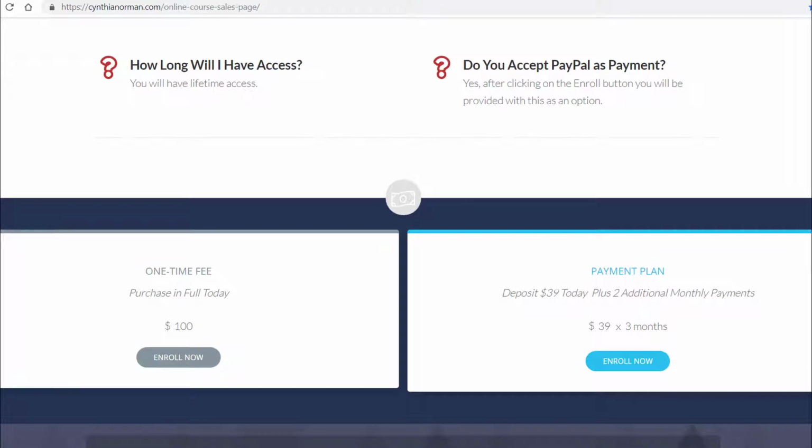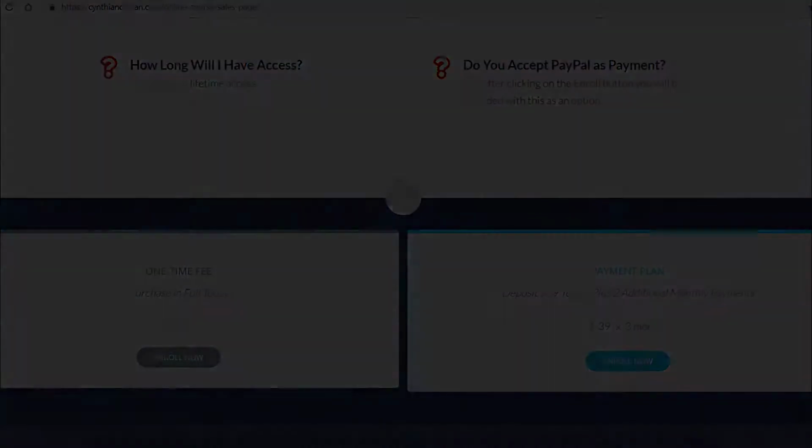So next we have your pricing table, and this is where you'll see usually about 2 to 4 columns. The column on the left is for the one-time fee option where they purchase in full, and the other columns are listing out the various payment plans that you'd like to offer.